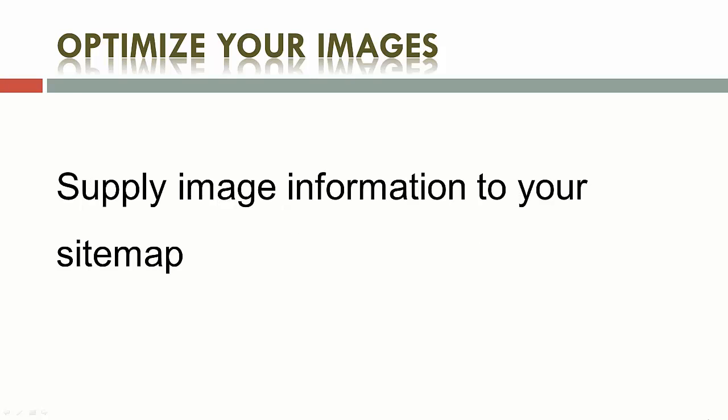Supply information about images to your sitemap. This will provide Googlebot with more information about the images on your site. You can use a separate XML sitemap file to list your images, or you can add information about your images to your existing sitemap. The image sitemap structure is similar to the XML sitemap file for your web pages.